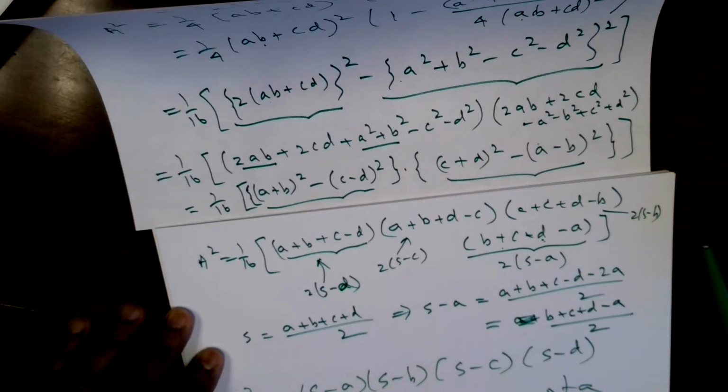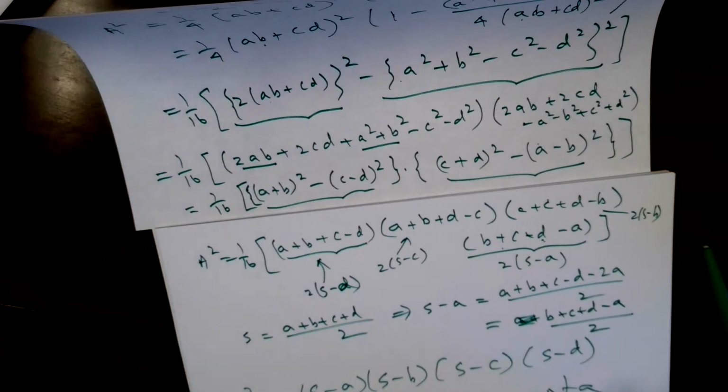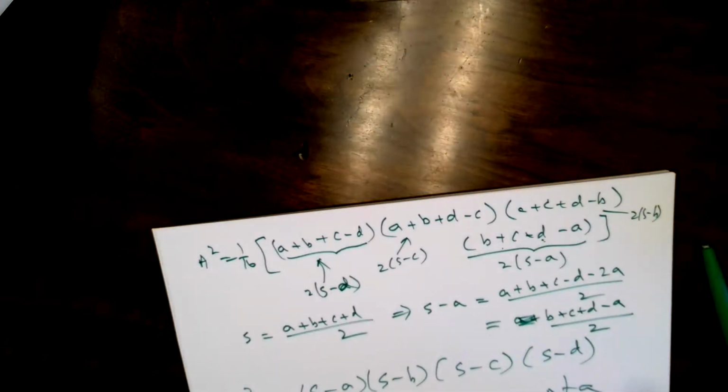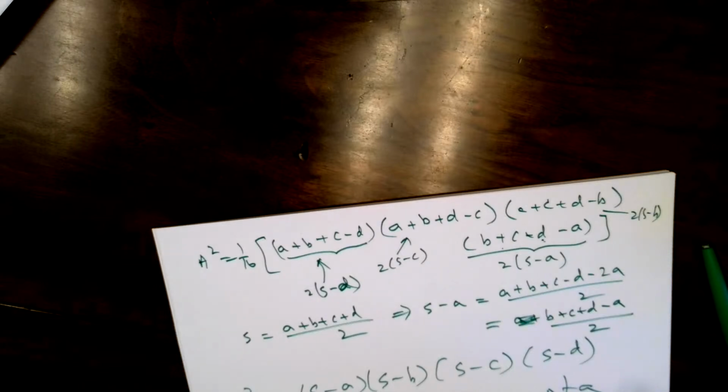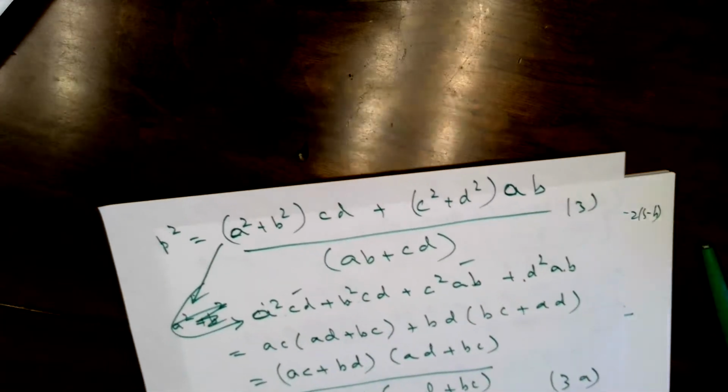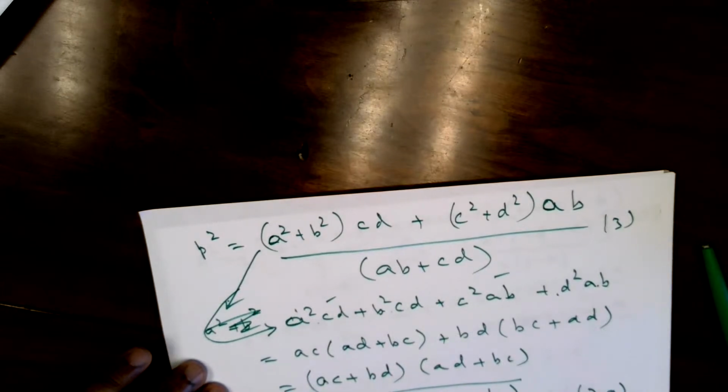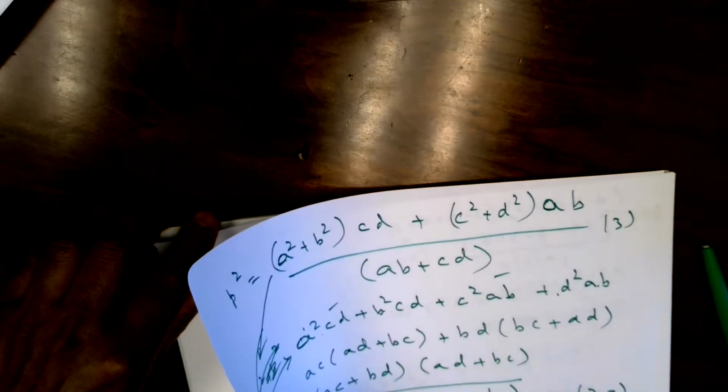So for the area of the cyclic quadrilateral, it depends only on the 4 sides. Let me call this equation 5. We have a formula for A one way, and we also have a formula for A the other way. So I'm simply going to equate them, and that is Parameshvara's formula.